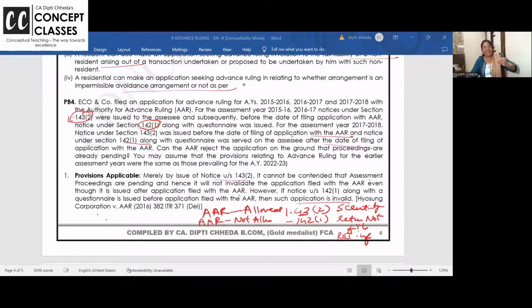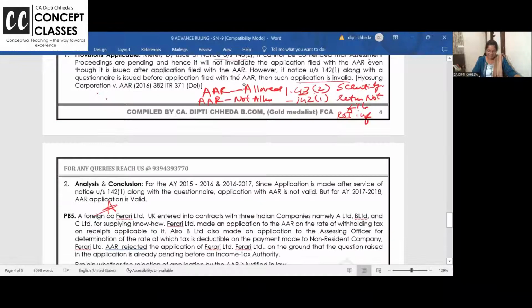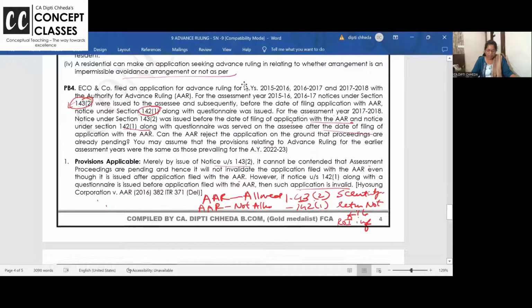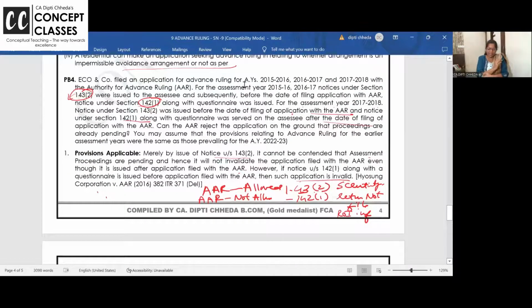Let me say it one more time. I will revise this 2-3 times. I can understand the language is a little technical. The analysis is that for the first 2 years, since the application is made to AAR after the service of notice under 142(1) along with questionnaire, the application with AAR is not valid. Because you have already got a 142(1) notice, first give them the information. You can't go for AAR. But for 17-18, AAR is valid, because you have got the notice for what? 143(2). And with that, you can go.